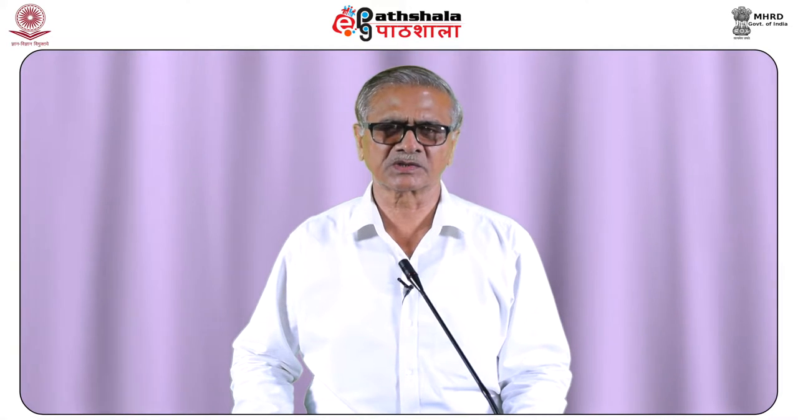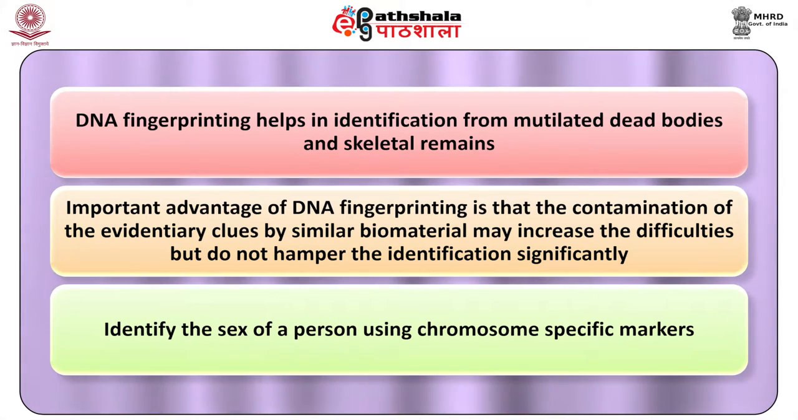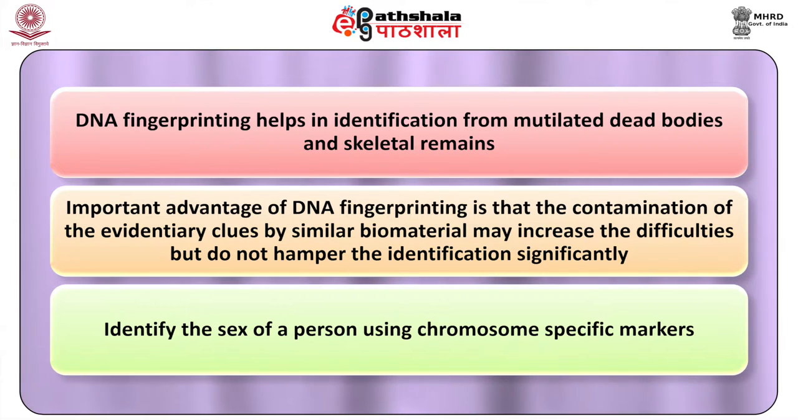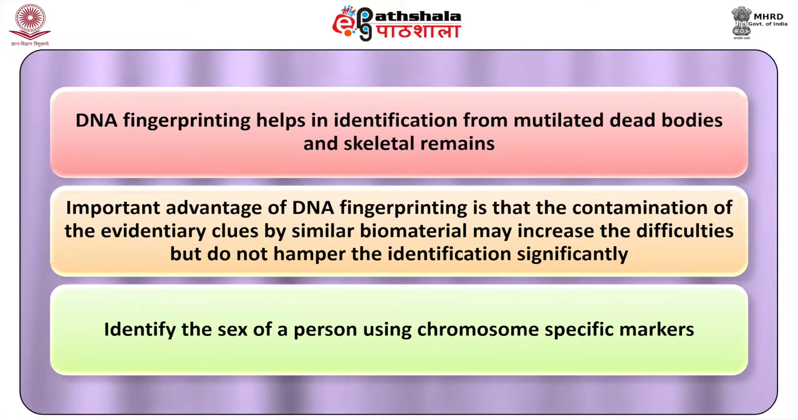Identification is also possible from a variety of clue materials like blood, semen, hair root, bone marrow, etc., encountered in different types of crimes. These clue materials can be linked to the source of their origin. DNA fingerprinting also helps in identification from mutilated dead bodies and skeletal remains. An important advantage of DNA fingerprinting is that contamination of the evidentiary clues by similar biomaterial may increase the difficulty but does not hamper the identification significantly.